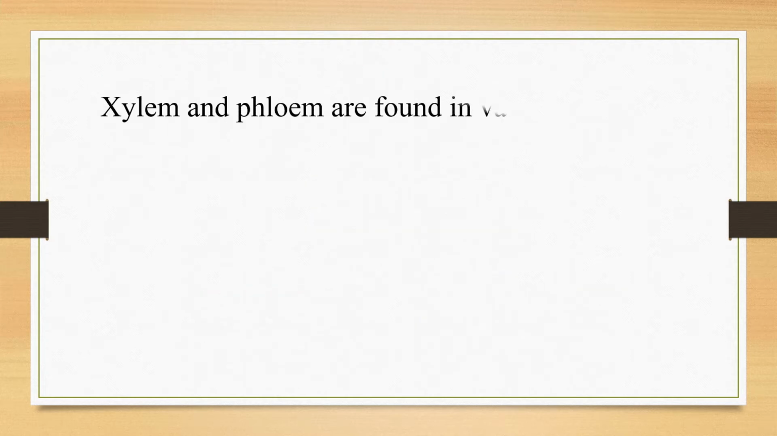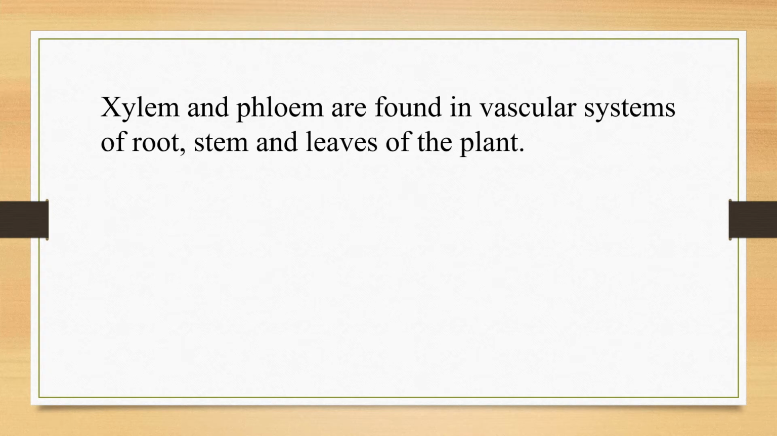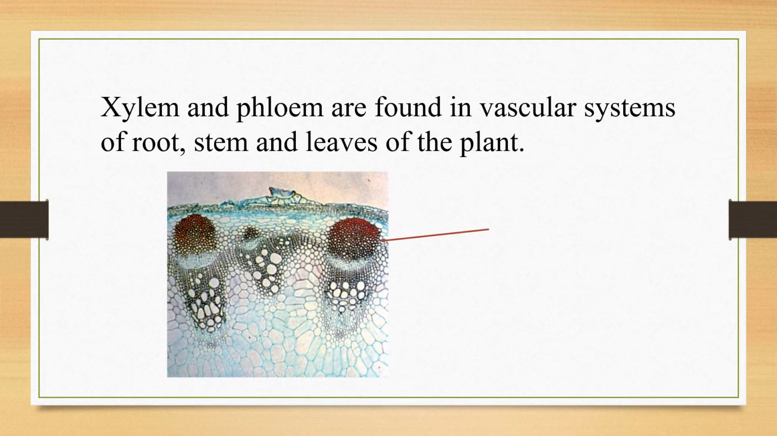Xylem and phloem are found in vascular systems of roots, stem and leaves of the plant. In this picture you can see this is phloem and this is xylem of a plant stem.